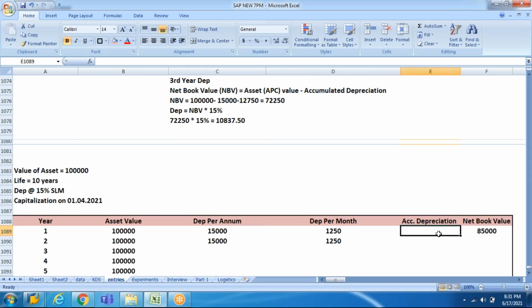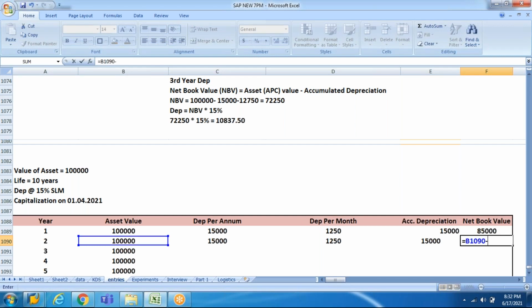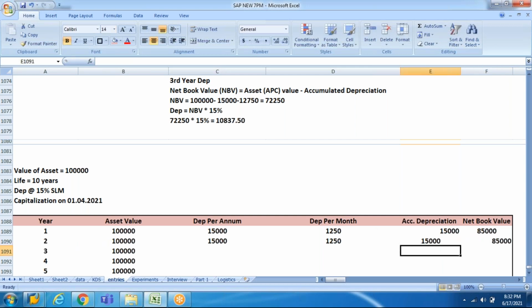But when it comes to second year, if I don't consider this, or if I consider only previous year 15,000, what will be the value I am getting? Asset value minus accumulated, again 85,000, which is wrong, correct? I have used 2 years. So 2 years depreciation must be 30,000. My net book value cannot be 85, it must be 70. Agree with me? So you need to understand the logic.